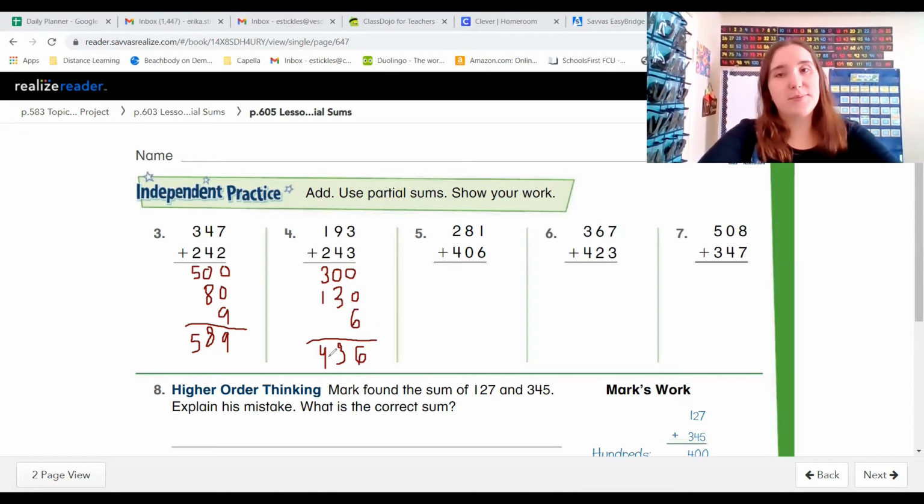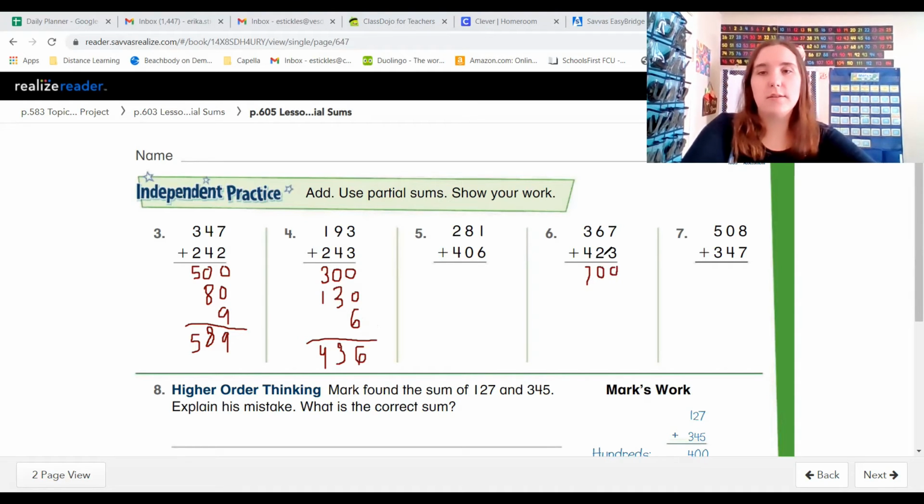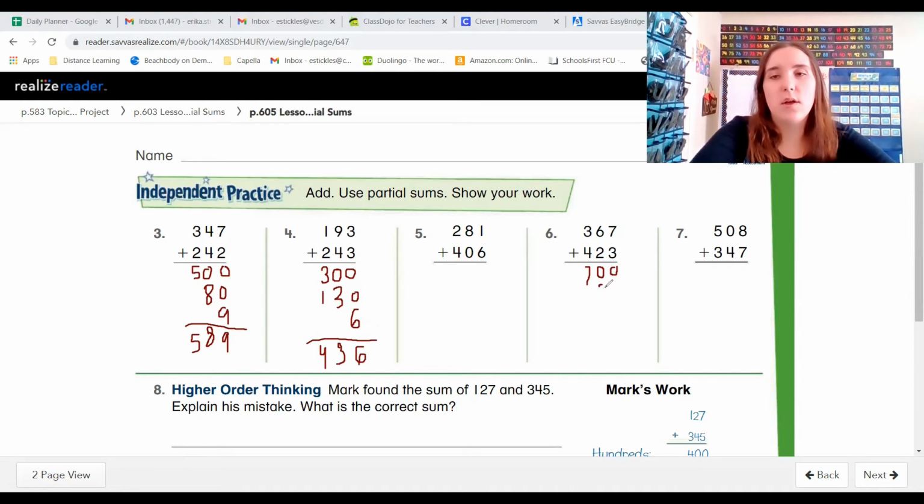Let's do number 6 together. I'm going to start with the hundreds, do my partial sums. I have 3 hundreds plus 4 hundreds. 3 plus 4 is 7, so that's 700. In my tens, I have 6 tens plus 2 tens, which is 8 tens, or 80. And then I have 7 ones plus 3 ones, which is 10. So I'm going to put a 1 in the tens place and a 0 in the ones column, just like that, keeping it in its place value.